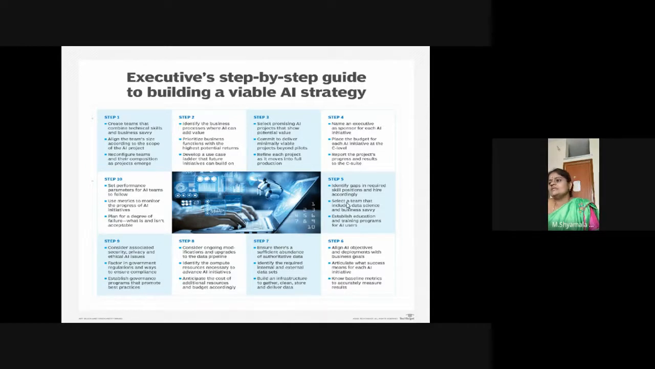In step 3, select promising AI projects that show potential value. In step 4, name an executive as sponsor for each AI initiative. Place the budget for each AI initiative at the C level. In step 5, identify the gap in required skill positions and hire accordingly. There will be a gap between meeting our requirement and our desired target. So we'll have to identify the gap, and we have to hire the skilled positions accordingly.